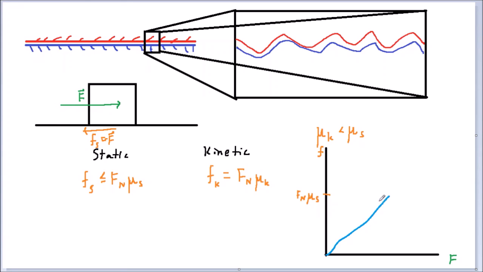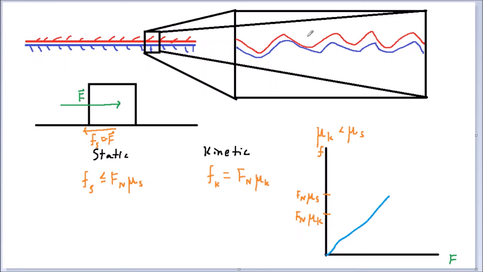However, once we get to this breaking point right here, this is going to change. I'm also going to label this right here F sub n times mu sub k, because remember, mu sub k is going to be smaller than mu sub s, so it's going to be less than that. So once we get to this maximum static friction value, we're going to be overcoming this static friction. The block is going to start moving.